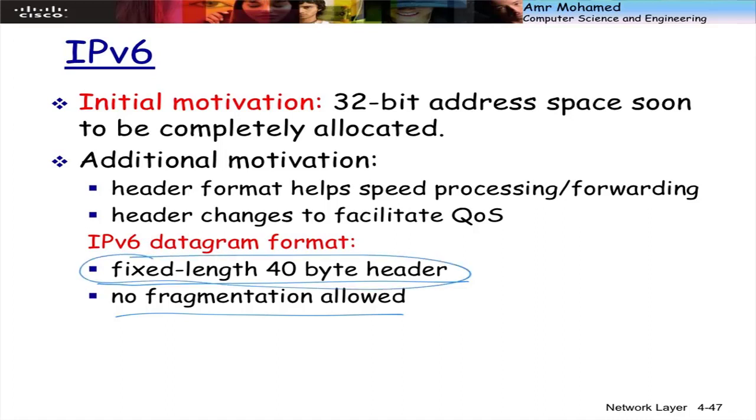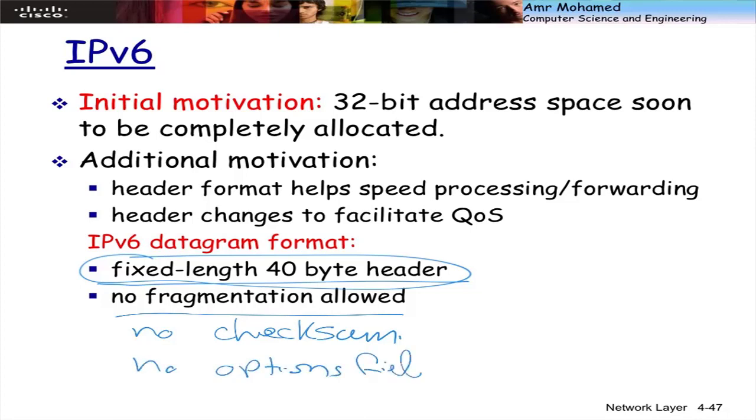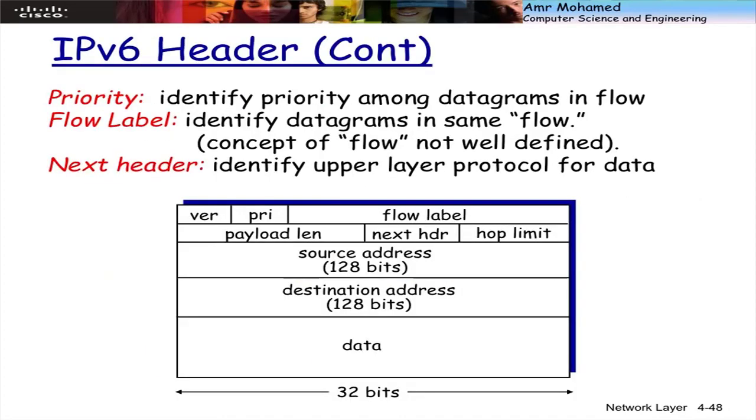But I cannot fix it to 20 bytes like IP version 4, so I fixed it to 40 bytes because, of course, of the bigger address. We have to go from 32 to 128. So here I have fixed header size, no fragmentation, no checksum. Okay? All of this, no options fields. All of this has been removed. Okay? You can see here, the header has become a lot cleaner.